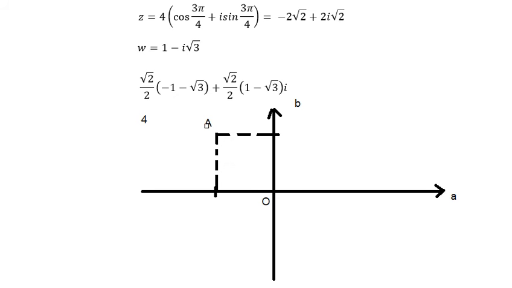This is point A. Now we go to point B. We have 1 for the real part, so it goes in here. Negative square root of 3, it will go somewhere in here. So it goes this way.